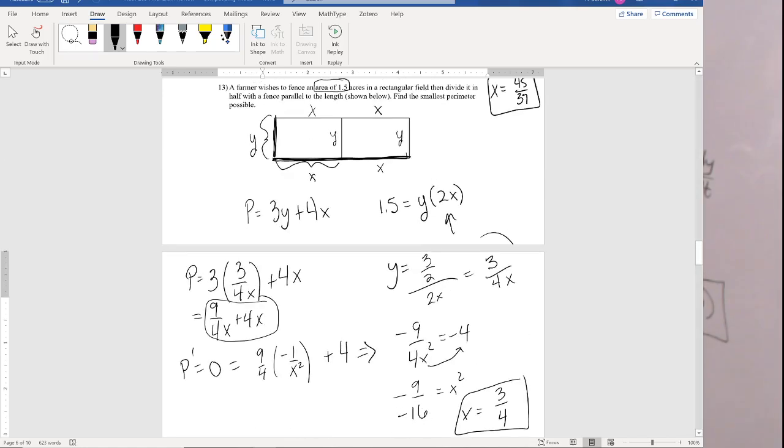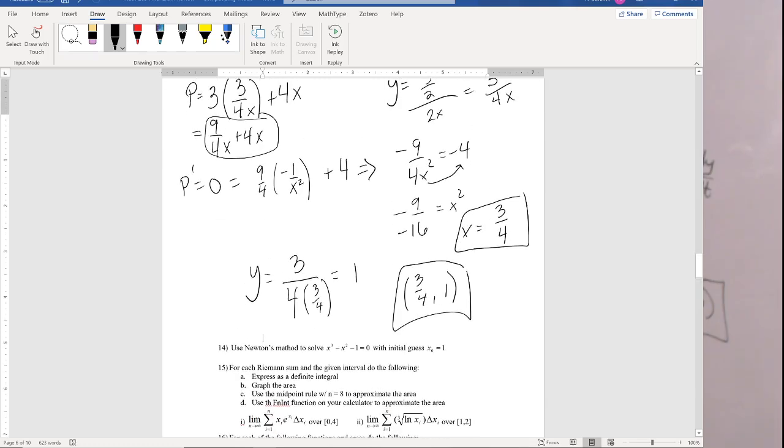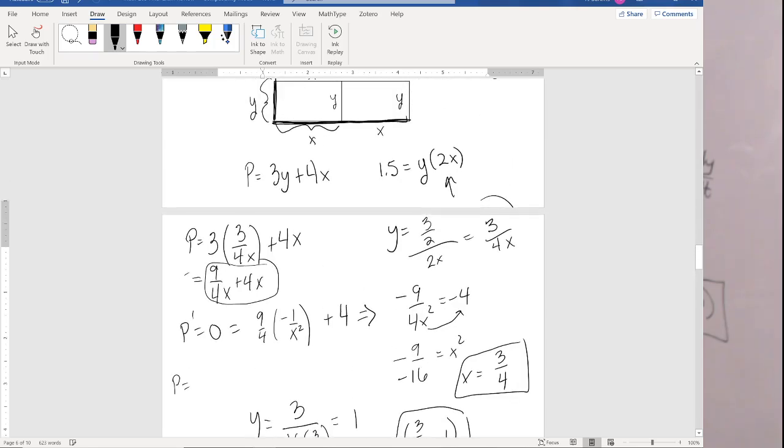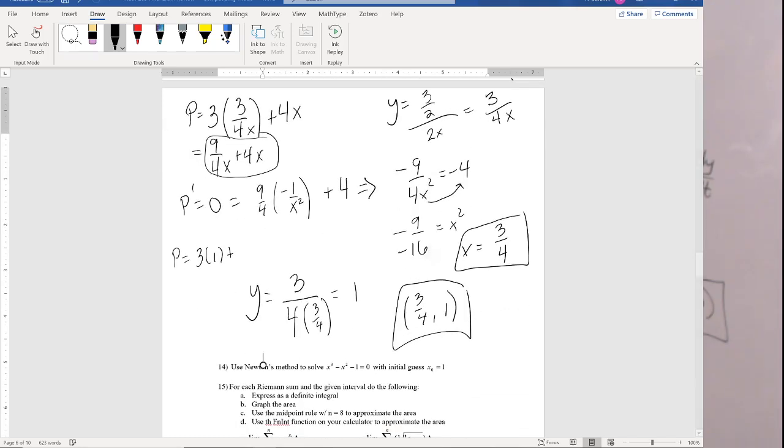Now, the problem said specifically to find the smallest perimeter, so we actually need to go back and plug these into the perimeter, right? We actually need P, which is 3 times 1 plus 4 times 3/4. So P equals 3 plus 3, or 6, it looks like.